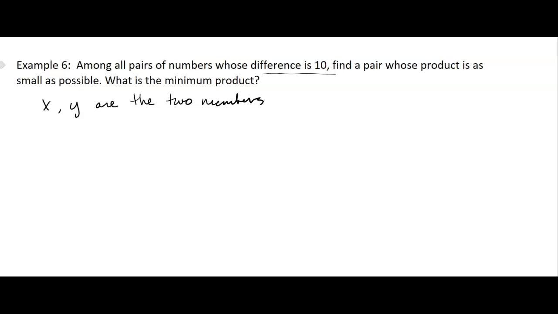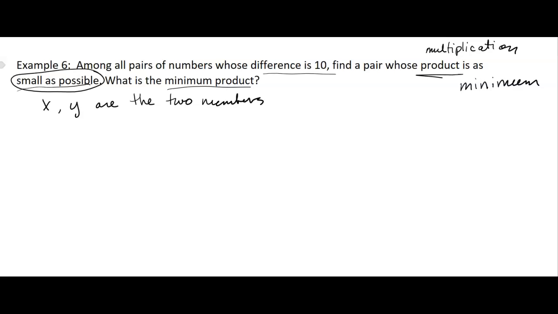Find a pair, so you're finding 2 numbers, whose product. Now, product means multiplication, is as small as possible. So we want to find a product that's as small as possible. We're minimizing. We're trying to find a minimum. Okay, so keep that in mind because it says as small as possible. What is the minimum product? Okay, so this is the output. What's the minimum product? All right.